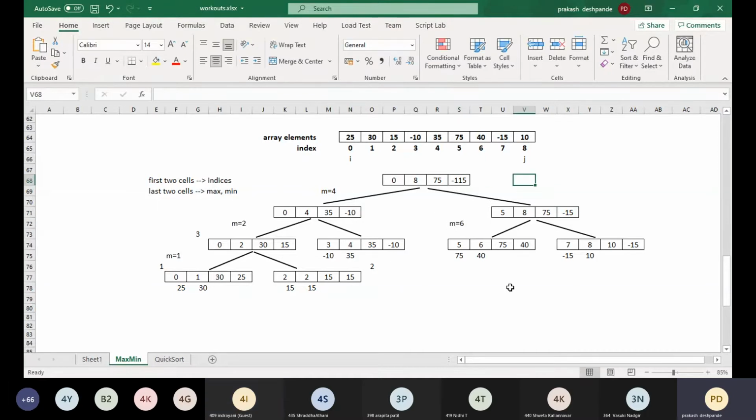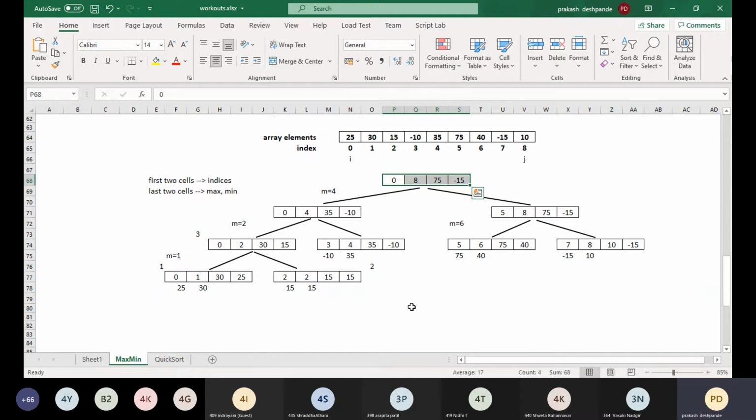So once all the sub-problems are solved and the solutions are combined, we get the solution to the original problem. So between these indices 7 and 8 and all these elements, is 75 the maximum and minus 15 the minimum number? Yes, sir.